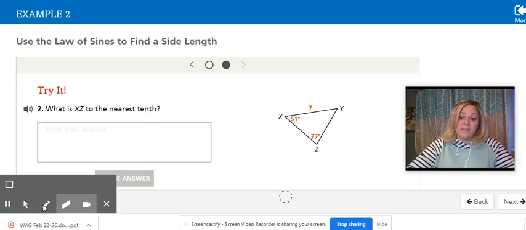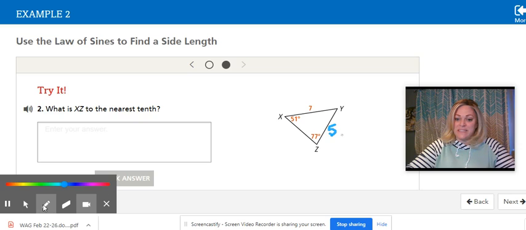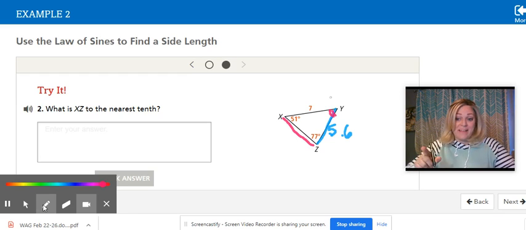Try it, example 2. This is a continuation of the last problem. So first of all, you need to know that your last problem, you got this answer over here, this ZY, and I believe the answer was 5.6 if we rounded to the nearest tenth. So this length right here is 5.6. But this question asks for XZ. This length I do not have. And I don't have this angle, but I can find it.